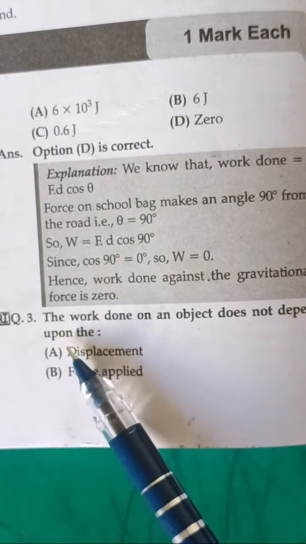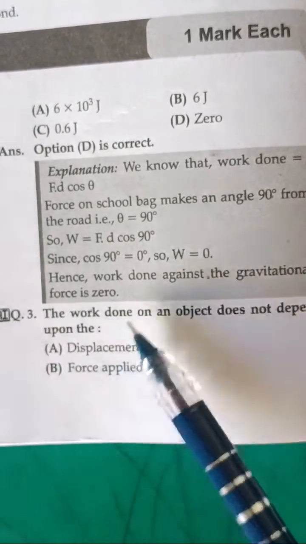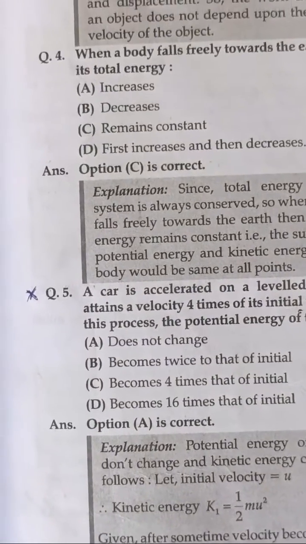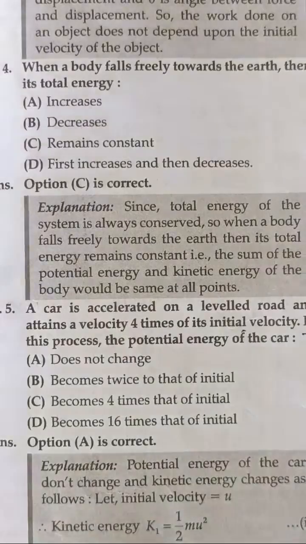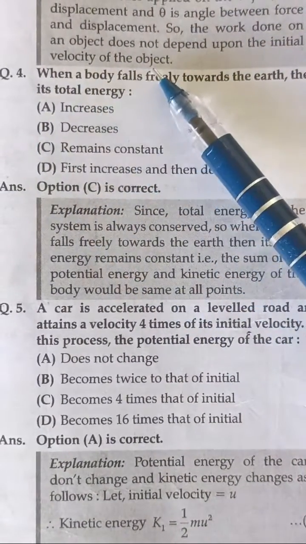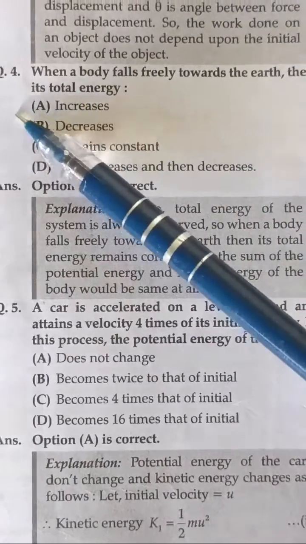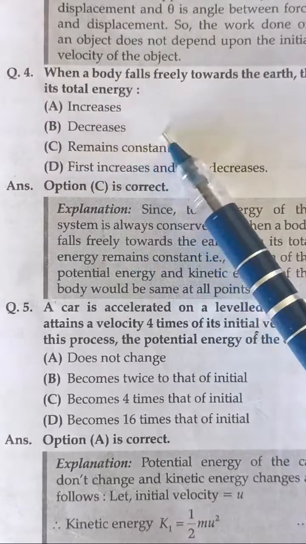Question number 3, the work done on an object does not depend upon the? Answer is initial velocity of the object. When a body falls freely towards the earth, then its total energy, answer is C, remains constant.